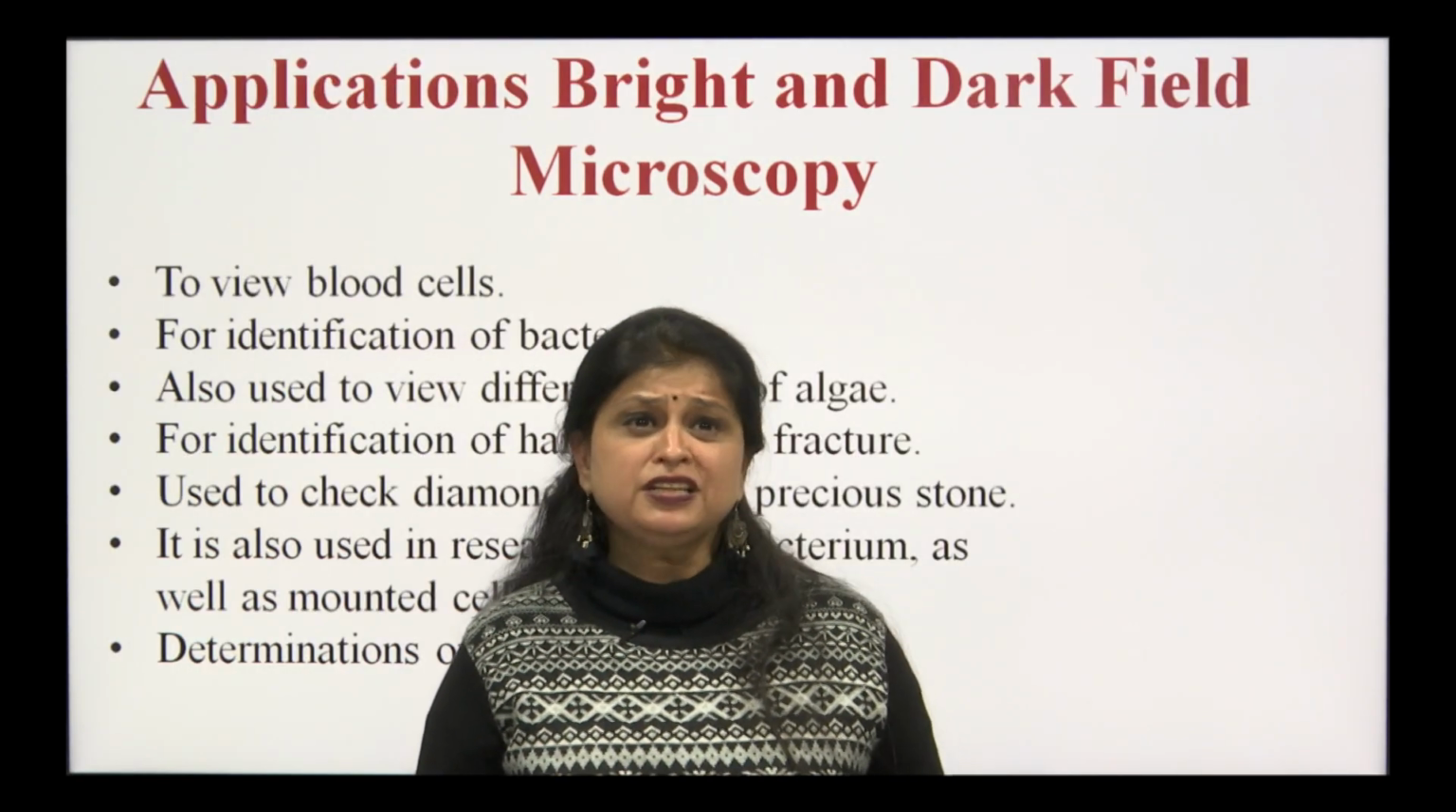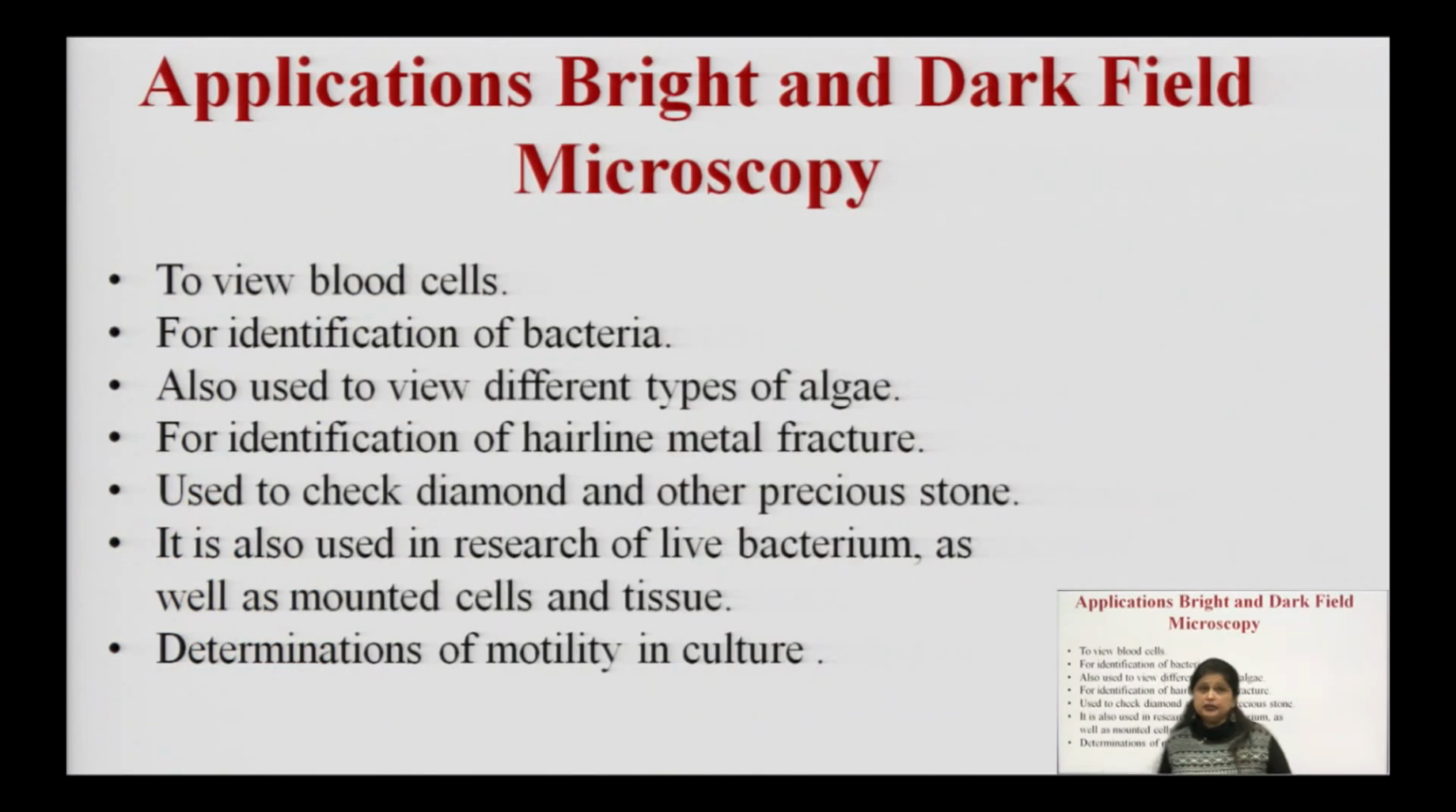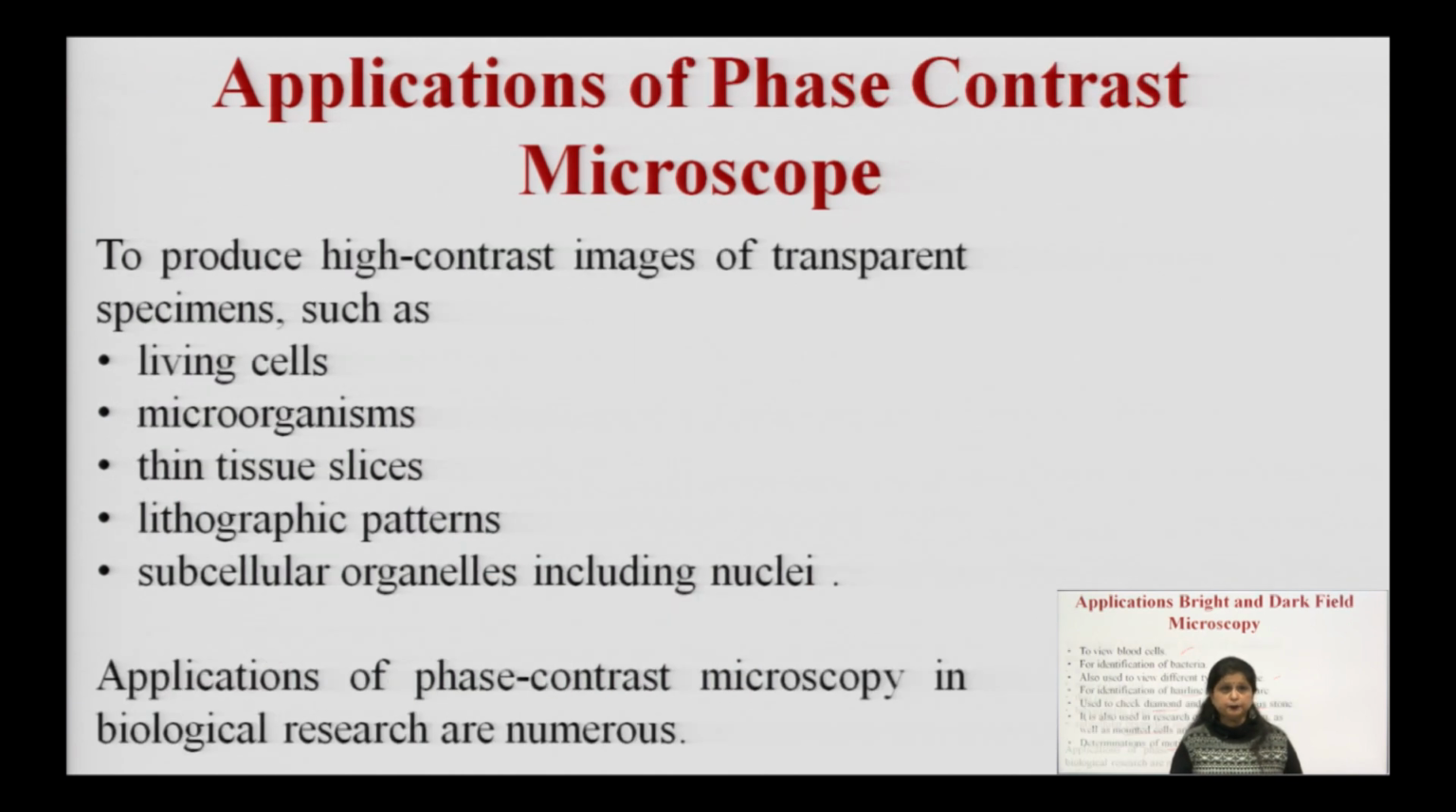So, these are the applications. Bright field and dark field are used to view blood cells and for identification of bacteria. They are used to differentiate between various types of algae, and identify hairlines. They are used to check diamonds and other precious stones. These are used to differentiate between mounted cells and tissues. We can see live bacteria. We can even determine the motility of bacteria within the culture.